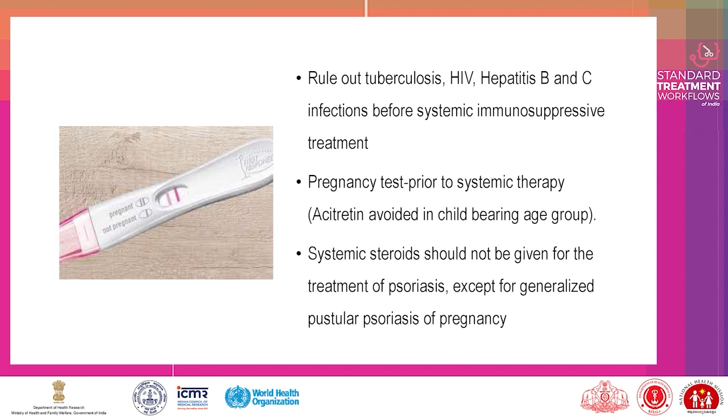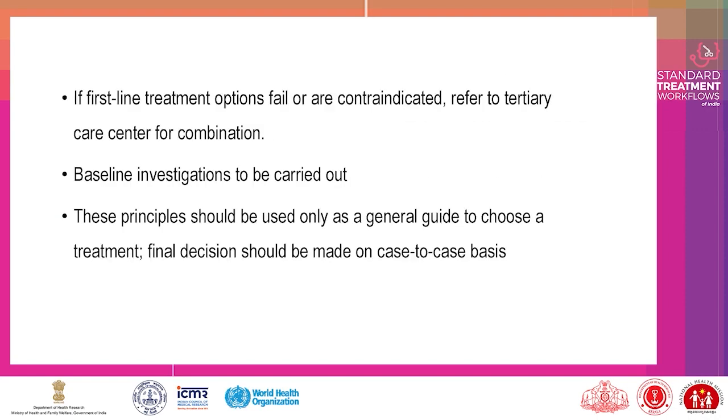Acitretin to be avoided in childbearing age group. Systemic steroids should not be given for the treatment of psoriasis except for generalized pustular psoriasis of pregnancy. If first-line treatment options fail or are contraindicated, refer to tertiary care center for combination. Baseline investigations to be carried out. These principles should be used only as a general guide to choose a treatment. Final decision should be made on a case-to-case basis.